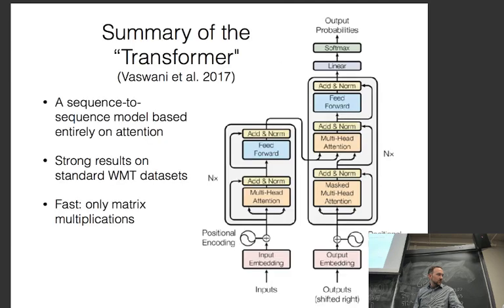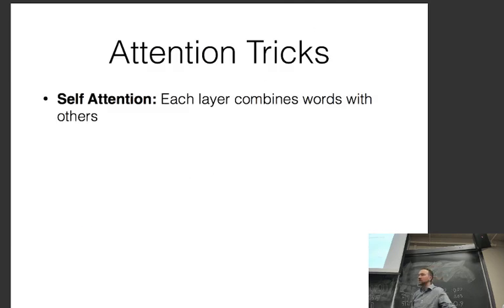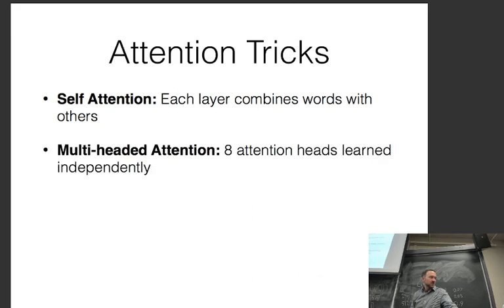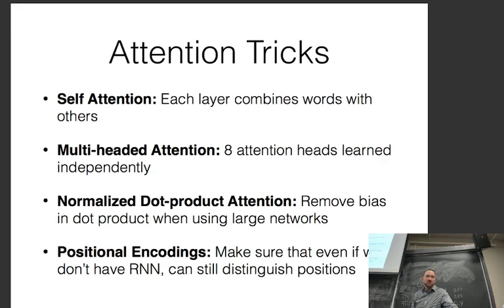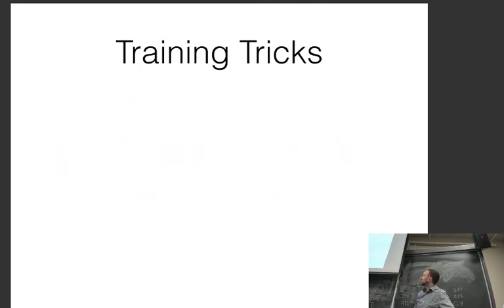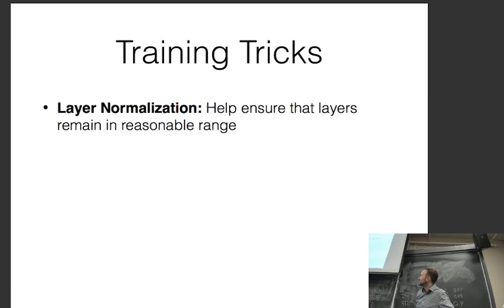It incorporates a whole bunch of tricks like self-attention, multi-headed attention, normalized dot product attention, positional encoding. So it's kind of like all of the things that I talked about separately before. It also has a whole bunch of training tricks, including layer normalization, which is basically a method to make sure that everything in the layer stays in a reasonable space by normalizing for its variance and mean.